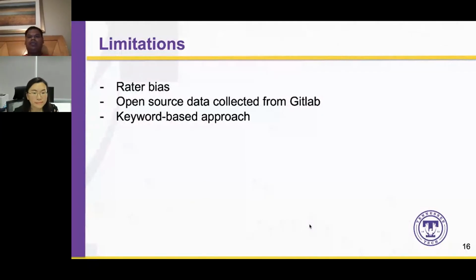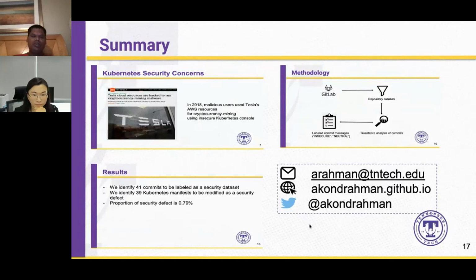The data collected was from GitLab. Because this was more of an exploratory study, we looked into GitLab repositories and not GitHub. Moving forward, we would like to do that for GitHub as well. And also, when we identified the security-related commit messages, we used keywords as part of our first activity, which could be limiting. We might not capture all the security defects because we were confined to our set of keywords.